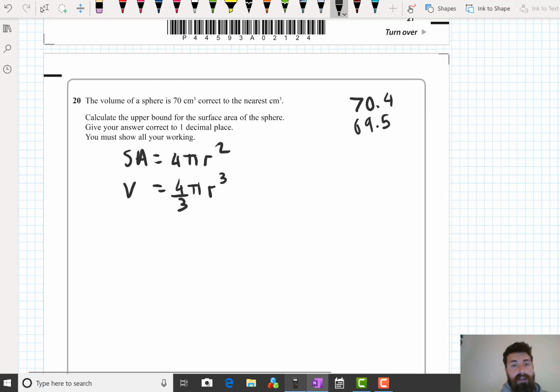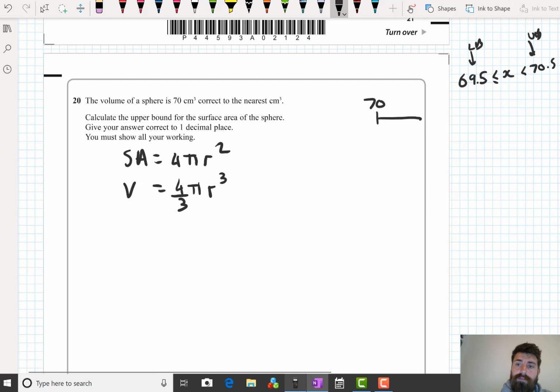So chances are we're going to use the higher value. However, when you're looking at upper bounds and lower bounds, you actually consider how the bounds are written as follows. We had our 69.5, and all the numbers you could have, all the ones bigger than 69.5, like 69.6, 69.7, 69.8, and everything between those, all the way up to 70.5, because of course that will round up. That's your upper bound, and that's your lower bound. So my upper bound is 70.5. I'm probably going to be using that value in here.